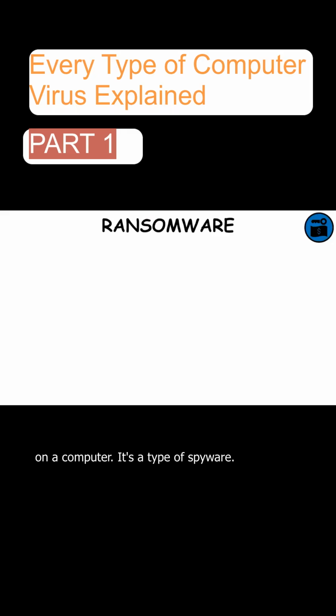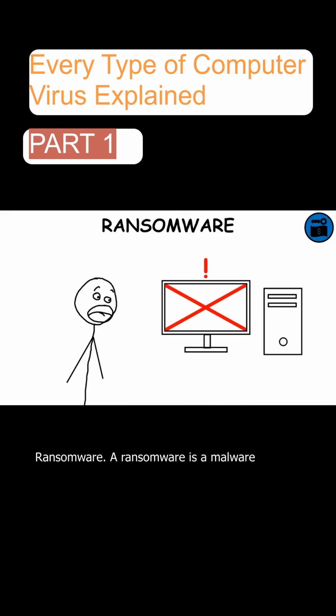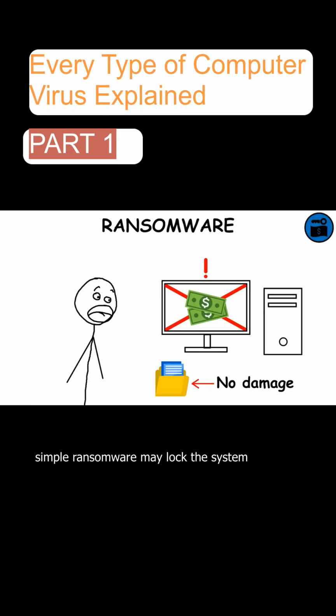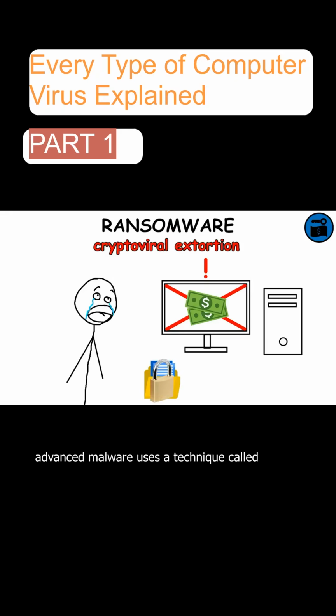Ransomware. A ransomware is a malware that permanently blocks access to the victim's personal data and computer unless a ransom is paid. While some simple ransomware may lock the system without damaging any files, more advanced malware uses a technique called cryptoviral extortion. It encrypts the victim's files, making them inaccessible, and demands a ransom payment to decrypt them.